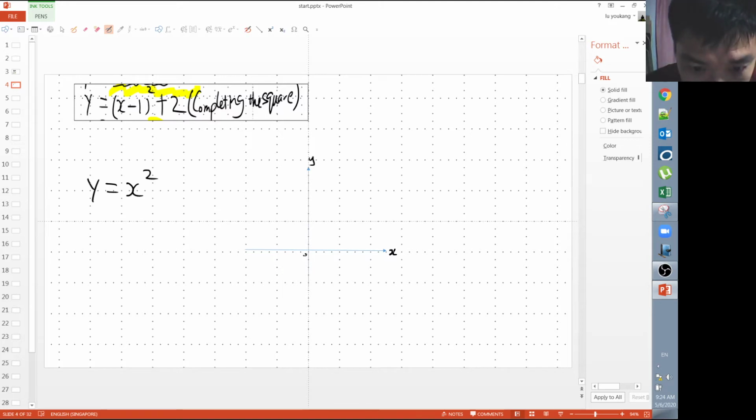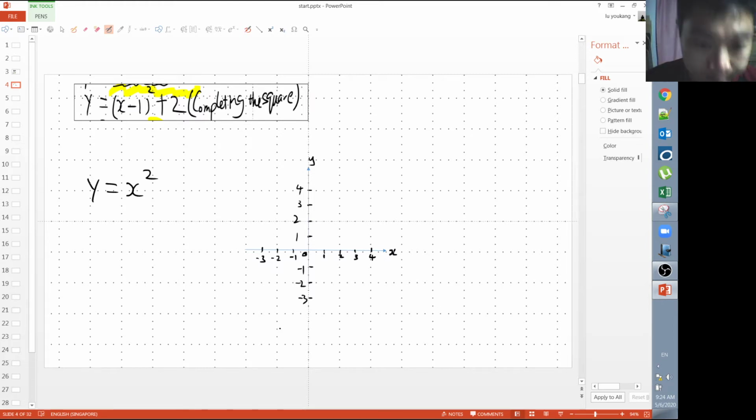Over here is the origin, and over here is 1, 2, 3, 4. Here is 1, 2, minus 3. For the y-axis, it's 1, 2, 4, and for the negative side of the y-axis, it's 1, 2.